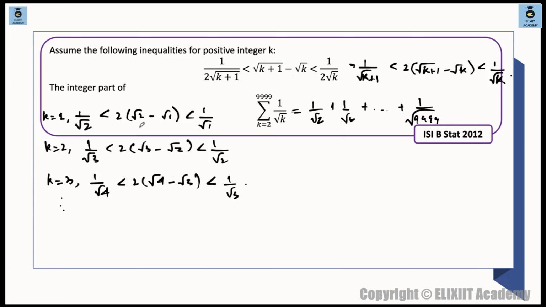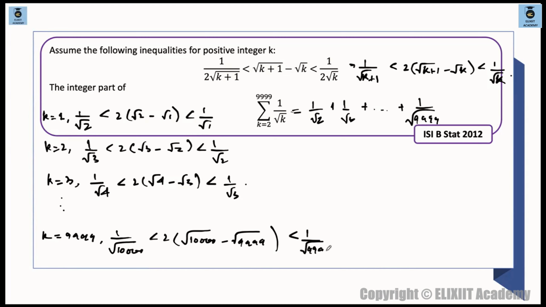The summation is going up till 9,999. So I'm taking up till 9,999. So put the value of k to be 9,999. So this becomes 1 upon square root of 9,999 plus 1, which is 10,000, less than 2 times of square root of 10,000 minus square root of 9,999, less than 1 upon square root of 9,999. Now you can clearly see that we have to add all of them.